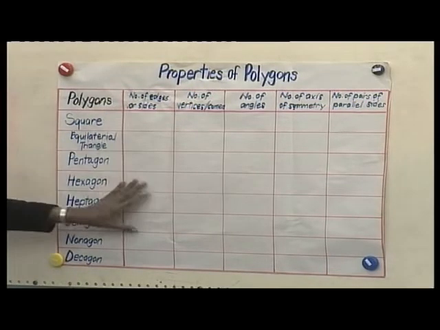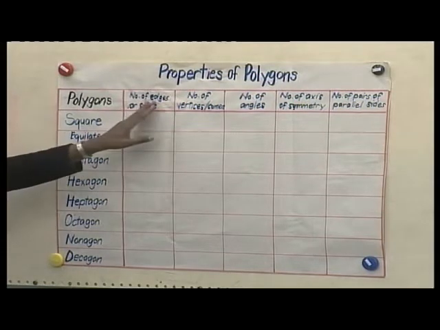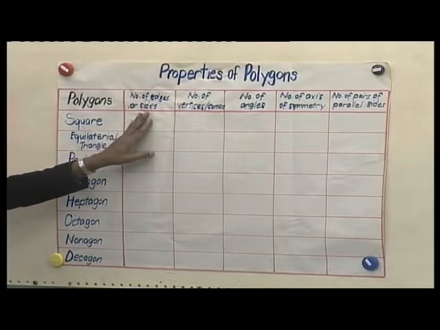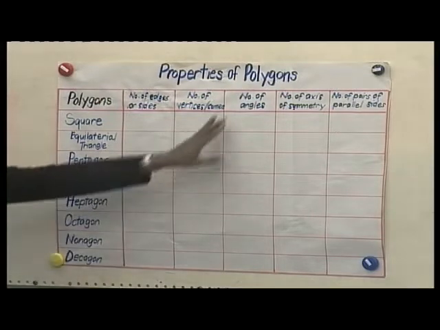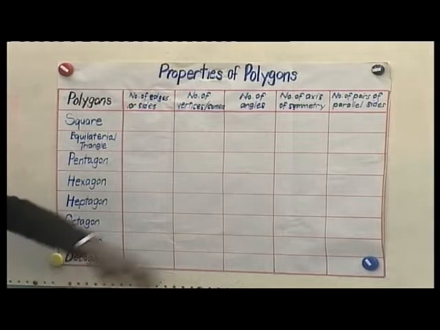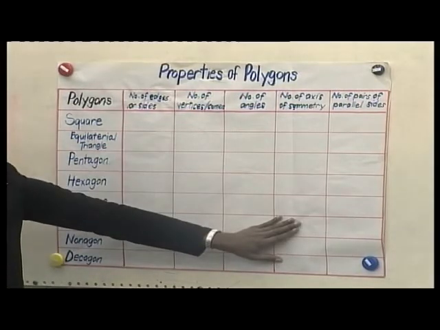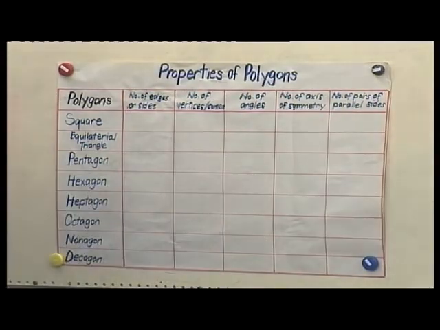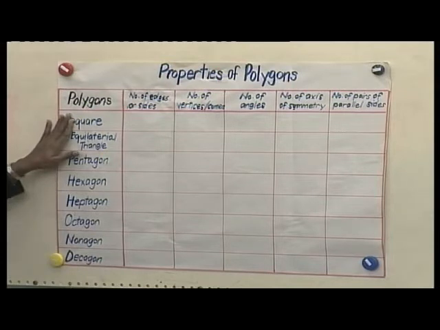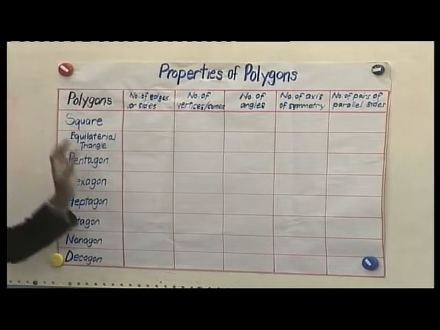The first column, you are to work out the number of edges or sides. Second column, you are to work out the number of vertices or corners. Third column, number of angles. Fourth column, number of axes of symmetry. And the fifth column, you are to work out the number of pairs of parallel lines. So we will do the first one as an example so that you know what to do when you are doing your actual activity.